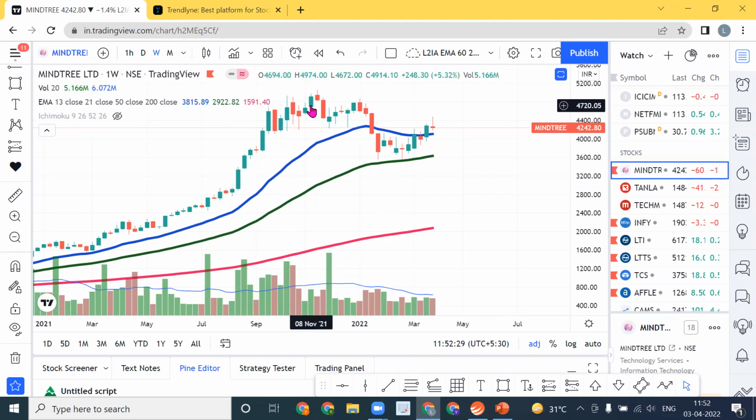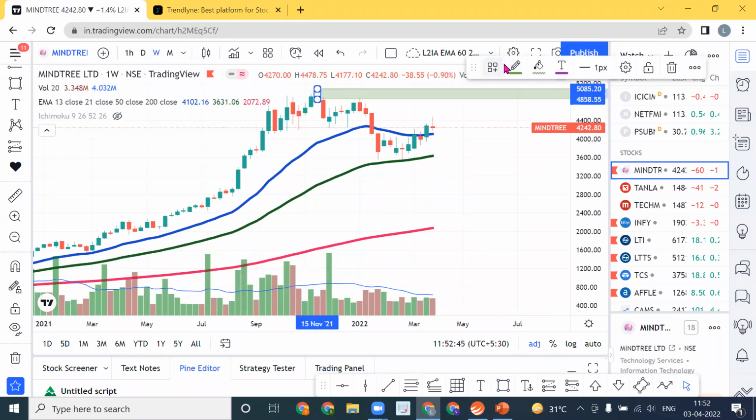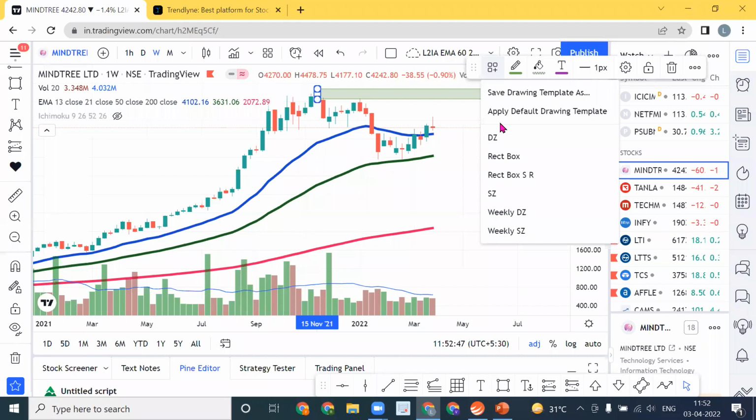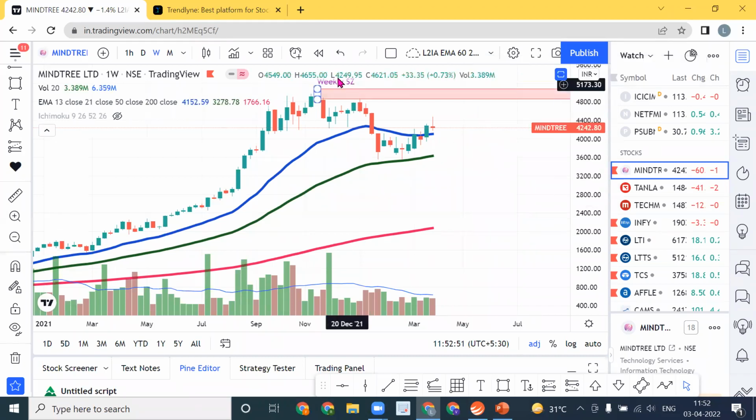You can see here green, red, and red. Rally base drop, rally base drop. A small doji candle is formed. So I take this up and I have created my template. This is a weekly supply zone. You can see the weekly supply zone. So this is the maximum level it has to cross.